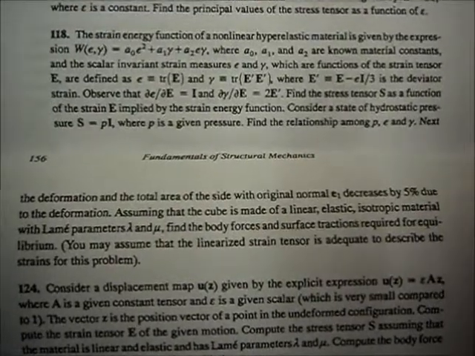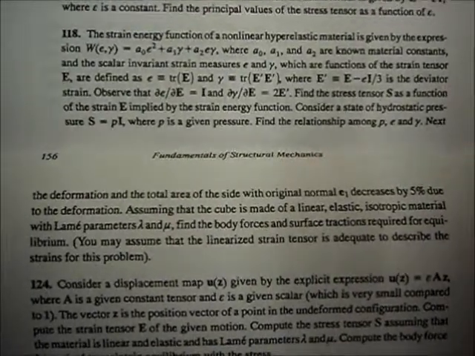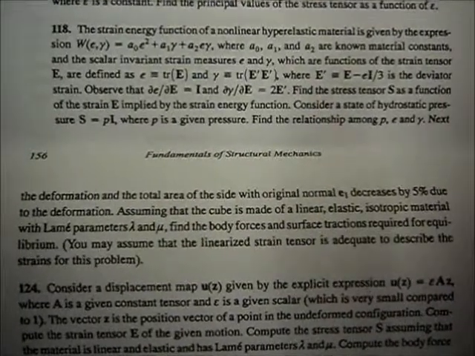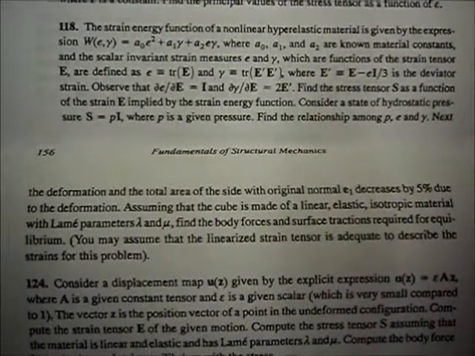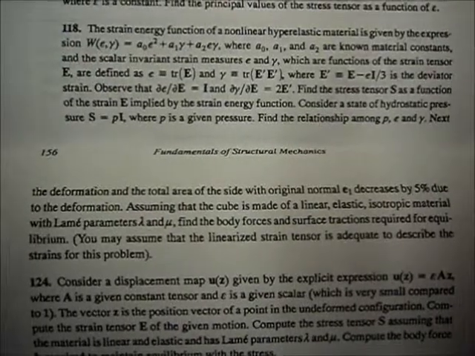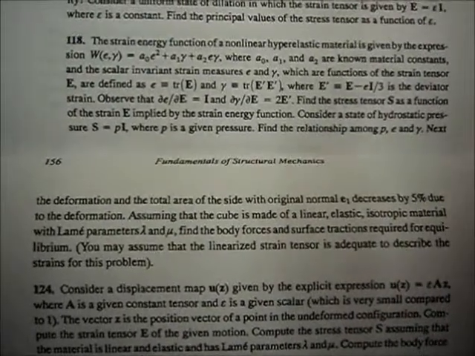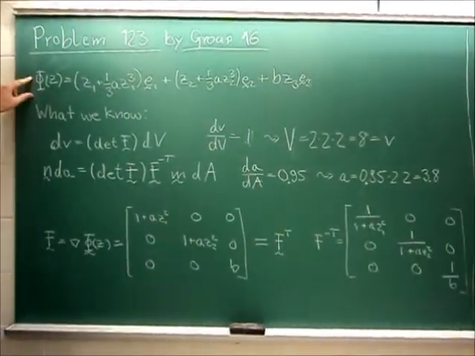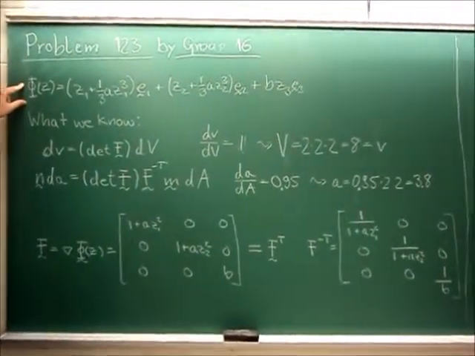Assuming that the cube is made of a linear, elastic, isotropic material with Lamé parameters lambda and mu, find the body forces and surface tractions required for equilibrium. And it is given that we can assume that the linearized strain tensor is adequate to describe the strains for this problem. Okay, so here is our deformation map given in the problem statement.